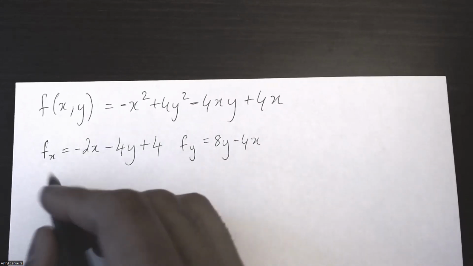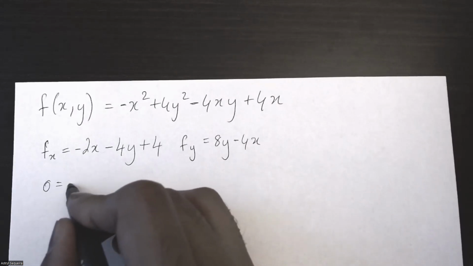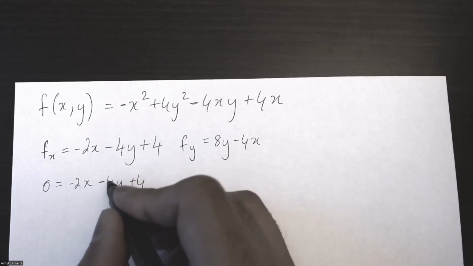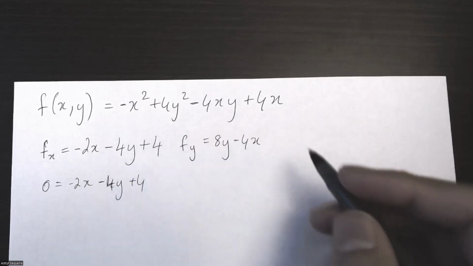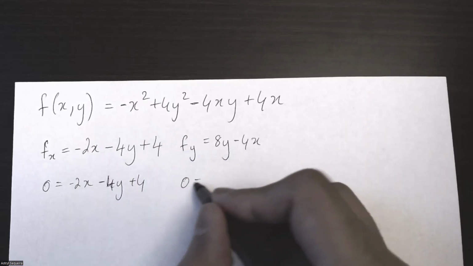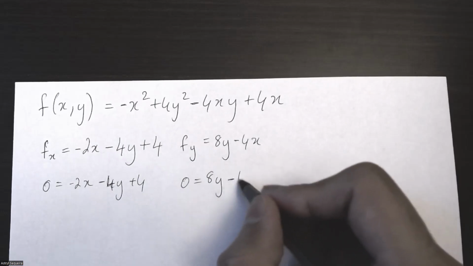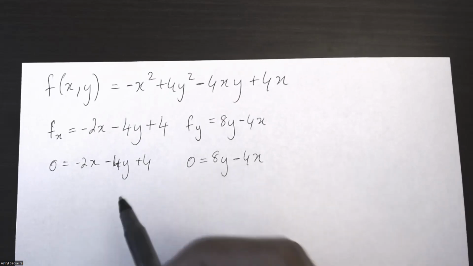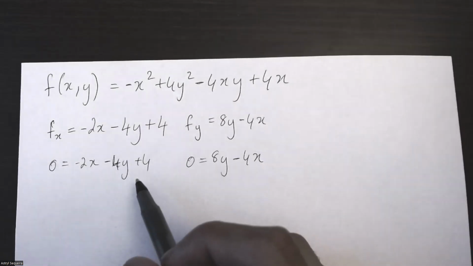Once I've derived these two, I just want to make them equal to 0 and solve them. Now, sometimes you can solve them individually to get multiple critical points, but in this case, we are going to have to use substitution because we have two variables in each equation. So I need to solve this with substitution to find my critical point.